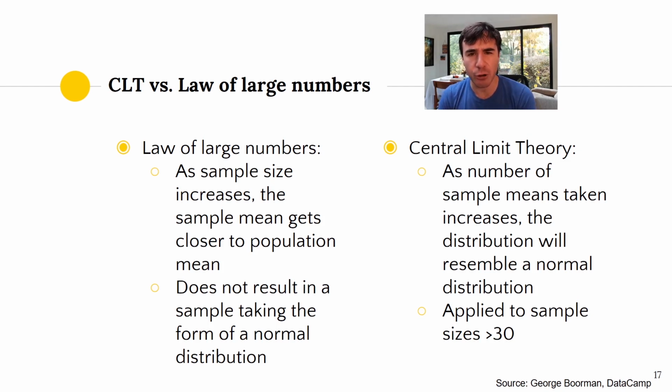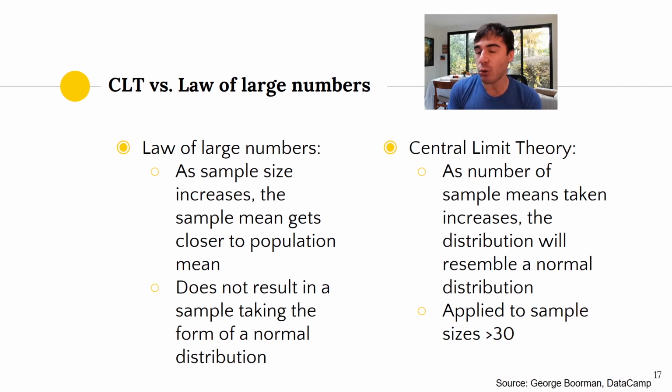Okay, so what is the difference between the central limit theorem and the law of large numbers? Because they seem like similar concepts at first glance. The law of large numbers has nothing to do with probability distributions. It really just says that as the sample size increases, the mean of your sample is going to resemble the true population mean.